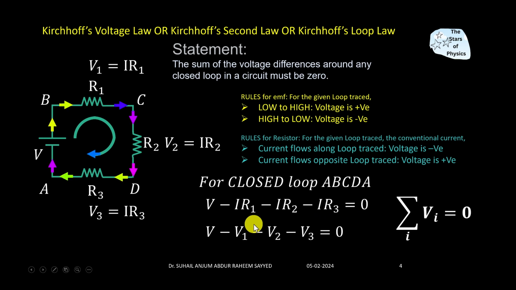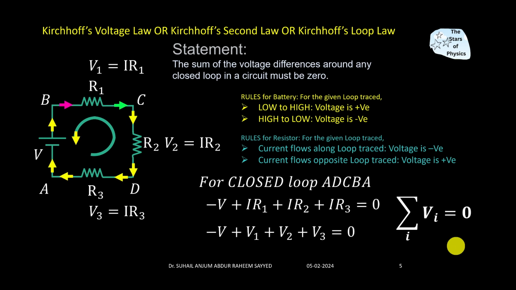Now we can substitute the values of IR1, IR2 and IR3 here. So it will be capital V minus V1 minus V2 minus V3 equals 0. In general, we can have n number of resistances, components or batteries. So as a general statement, the summation of V subscript i over i equals 0. For Kirchhoff's voltage law, whenever we consider any closed loop, the sum of the voltage drops across all the components, including the battery, after applying these rules, is equal to 0.